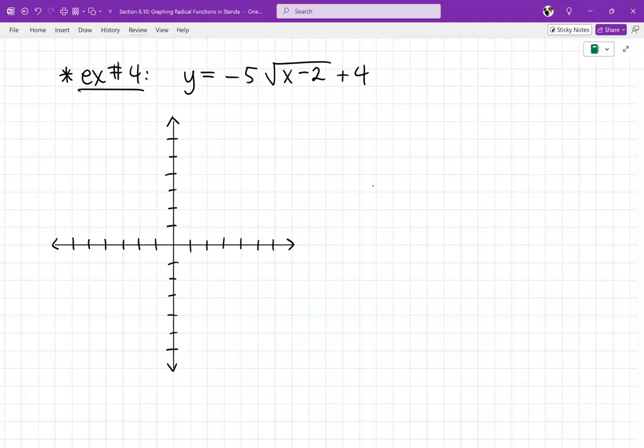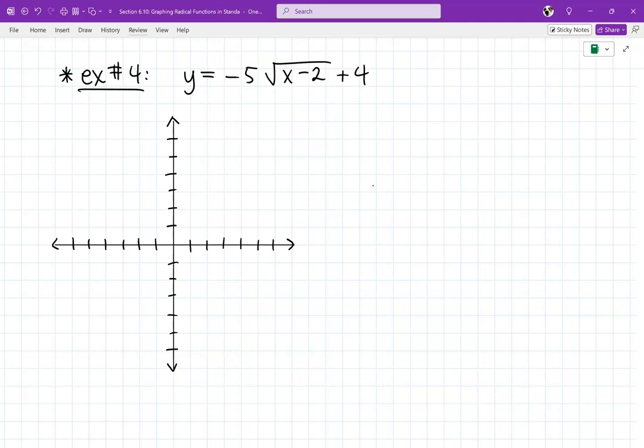So we got y equal to negative 5 square root of x minus 2 plus 4. Remember, we know square roots. Do we know the square root of 0? What's the square root of 0? 0. So you can also try to figure out what numbers make it 0, right? 0, 1, 4, 9, 16, those numbers we know square roots to, right?